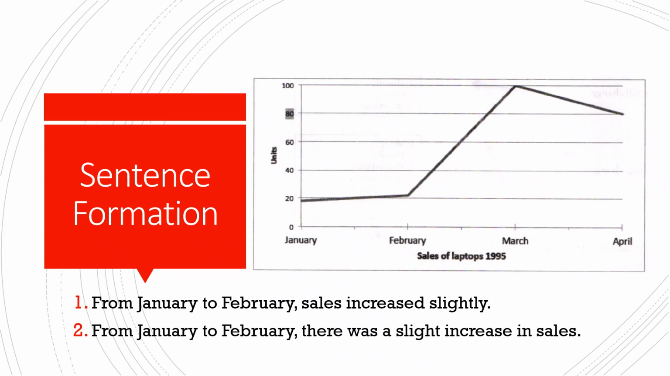So there are two types of sentence structures you need to remember. This is very simple. You can use either sentence structure in writing about a graph, and you can observe the formation, sentence structure or word formation: increased slightly or slight increase. In the first example, increased slightly is a verb and adverb combination, and in the second example, slight increase is an adjective and noun formation. So there are two types of word combinations that you can use to write about a graph.